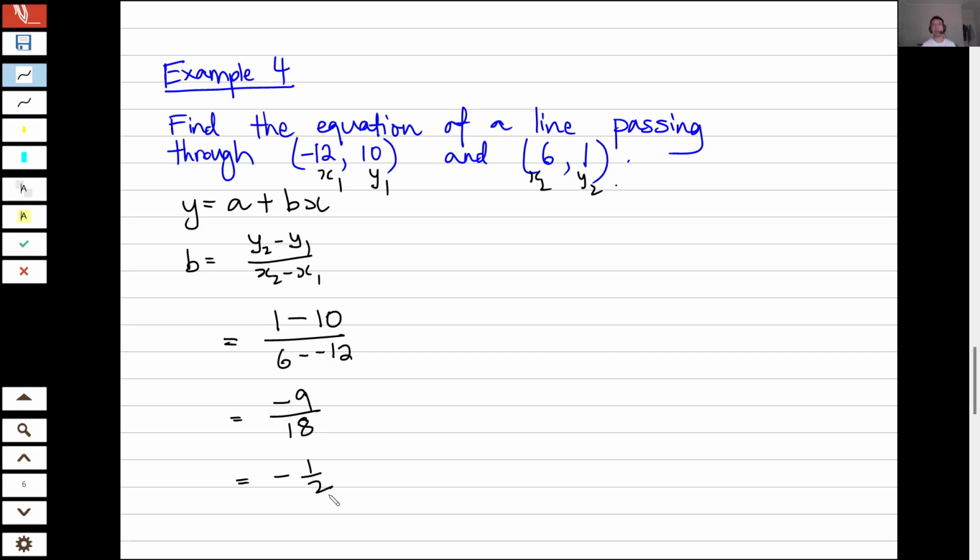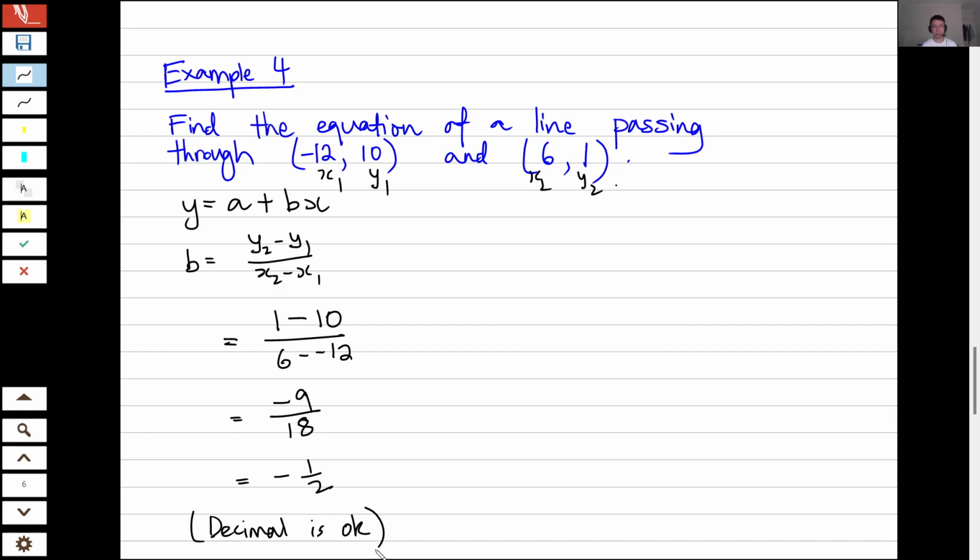Now, you can also write a decimal as well, that's fine, which is negative 0.5. So I'm happy for you to write that as well.